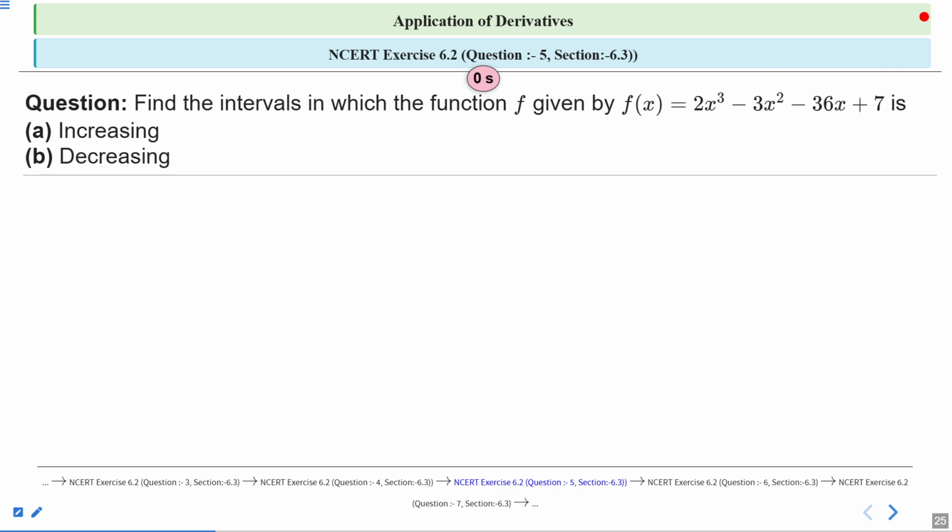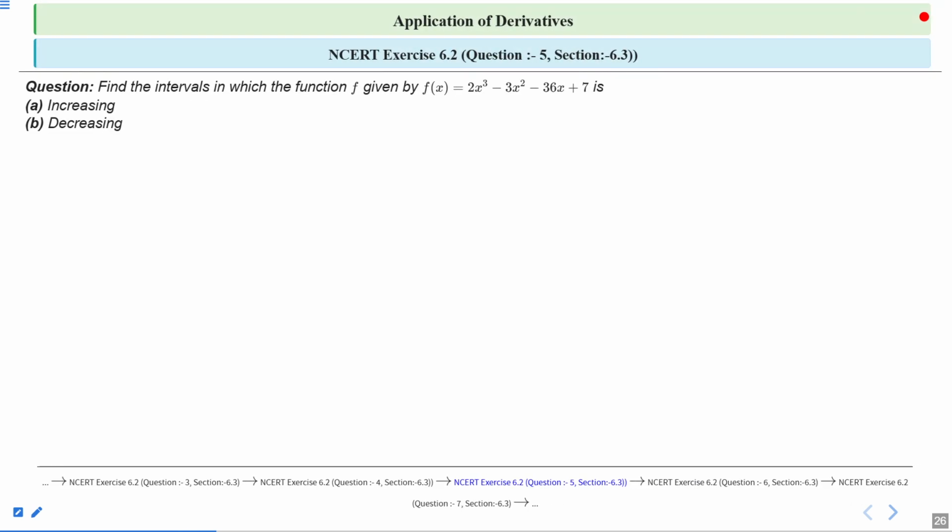Okay, hope you have all solved this. Let's move to the solution part. We need to find the intervals in which the function f given by f(x) equal to 2x cube minus 3x square minus 36x plus 7 is part A increasing, part B decreasing. Right, let us see. So the answer will be, for A, the function is increasing in minus infinity to minus 2 union 3 to infinity, and for part B the function is decreasing in the interval minus 2 to 3, right? Let's see the solution part.